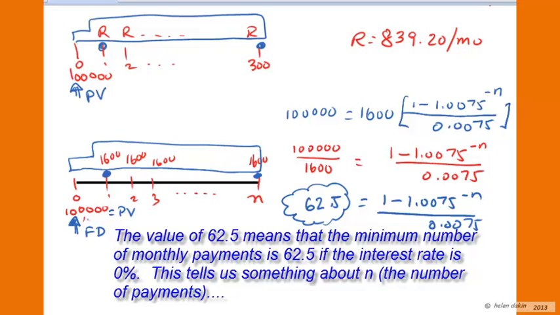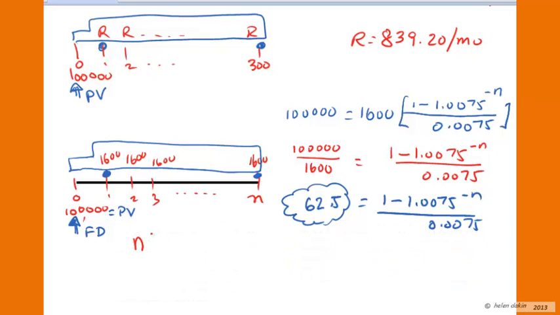Well, there is an interest rate, and the interest rate that's being charged is 9% compounded monthly. So what does that tell you about n, the number of payments? The number of payments, because I have to pay interest on top of that, is going to be much greater than 62.5. I'm certainly going to need more than 62.5 payments if I will be owing interest on that $100,000 loan. So I know that the number of payments will be greater than 62.5 payments for sure. Well, let's carry on now, solving for n.